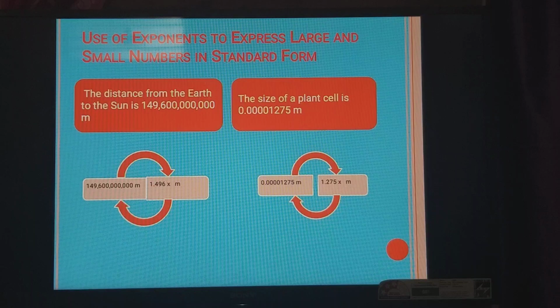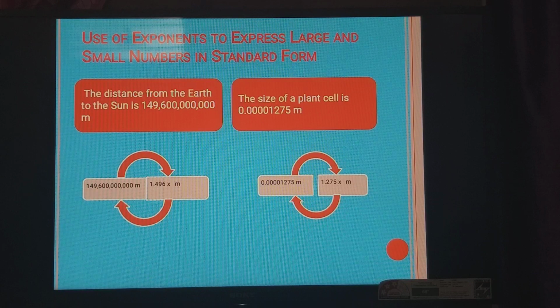Our next concept is the use of exponents to express large and small numbers in standard form. In our earlier classes we have seen lots of large numbers expressed in exponential form, but in this class we will see lots of small numbers, for example the size of a plant cell, the size of an electron, the weight of an electron. These are small numbers but in a big expanded form. So we can use exponential form to express this.